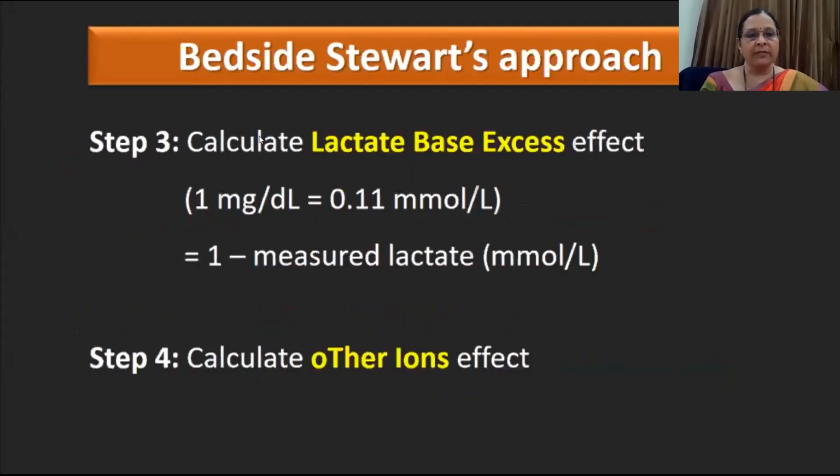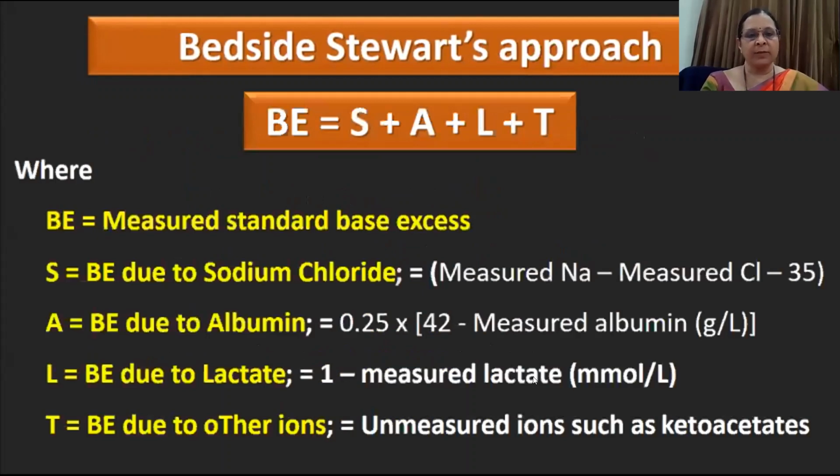Then we have the lactate base excess effect. If you're getting lactate in milligram per deciliter as we do, you'll have to change that to millimoles per liter. The conversion is: 1 milligram percent is equal to 0.11 millimole per liter. So the lactate base excess effect is equal to 1 minus measured lactate in millimoles per liter. Then you calculate the other ions effect also. You could simply put it this way: base excess is equal to S plus A plus L plus T. Easy mnemonic for you to remember.